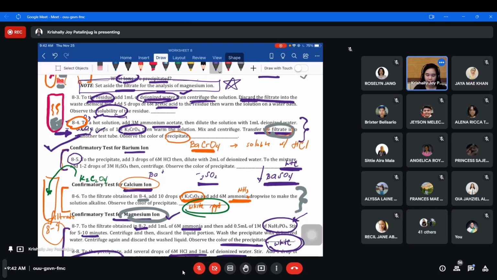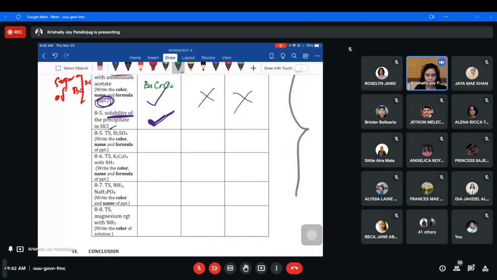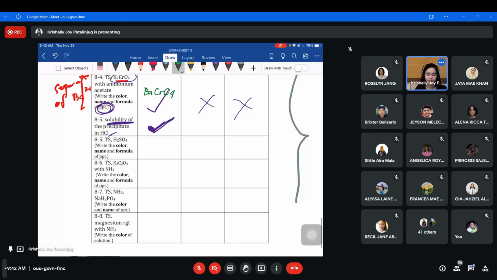Basta maglibog mo ba? After adding HCl sa precipitate na barium chromate. Ayan, barium chromate. Diba, it is being dissolved with HCl. Tingnan nyo later sa video, after adding HCl, what happened no, to the solution. Kung na-dissolve ba siya or not. That's why may tanong dito, solubility of barium chromate. Okay? Solubility of barium chromate with procedure. Okay? Then, ito naman yung confirmatory. Confirmatory of barium. Confirmatory of barium ion. So, ito pa rin yung may sagot.